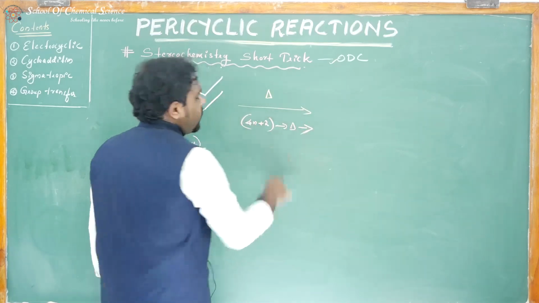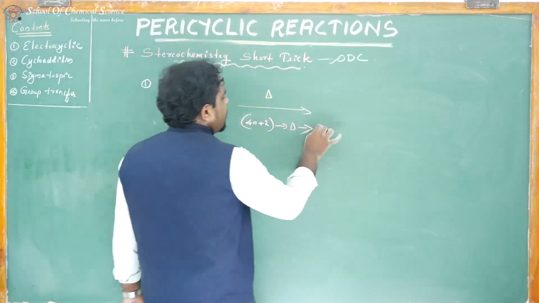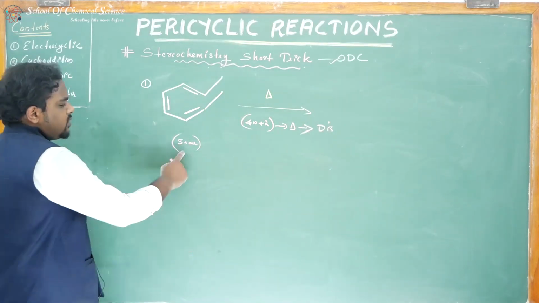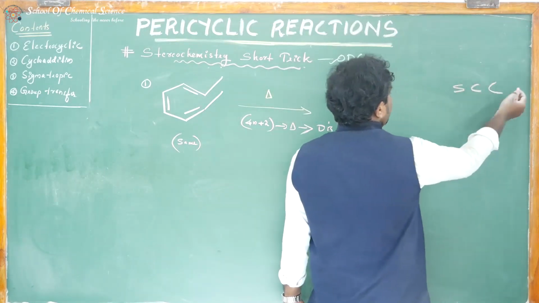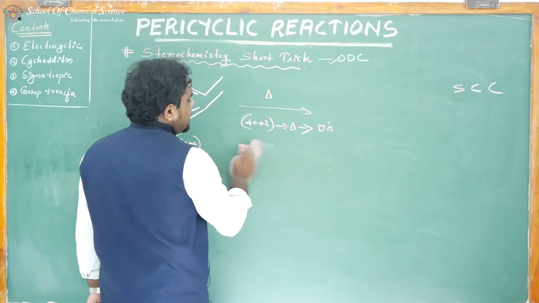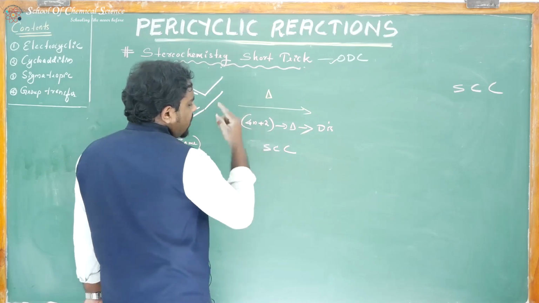Condition thermal. 4n thermal con. Therefore 4n plus 2 thermal dis. Here substituents are same. Follow the rule SCC. Substituents are same. Con rotation cis.